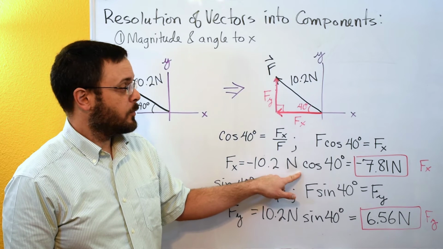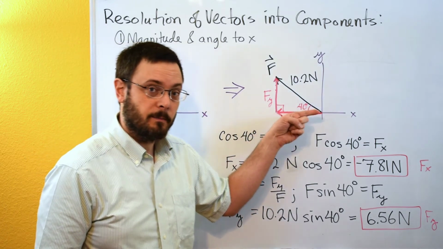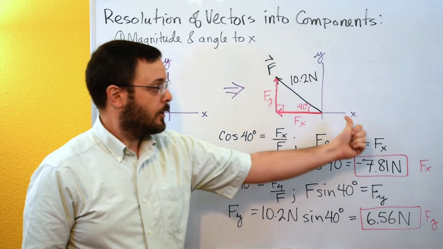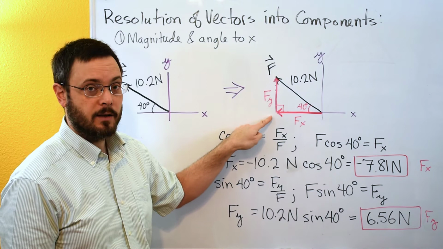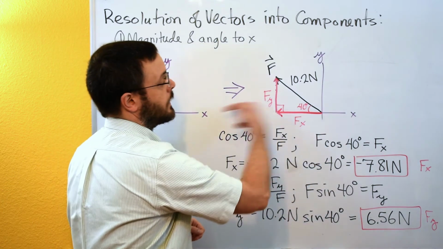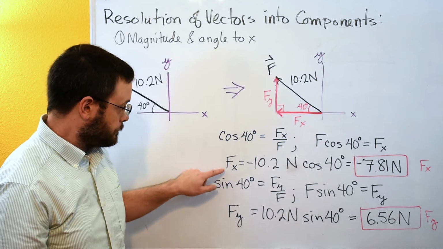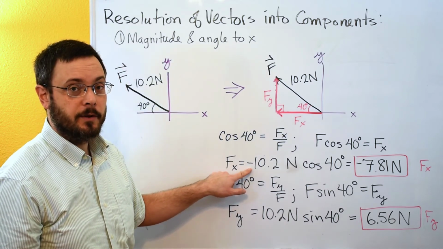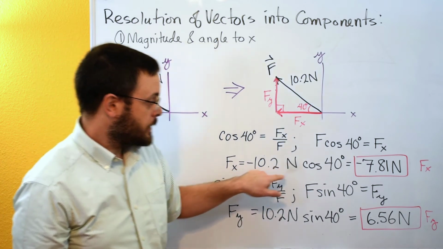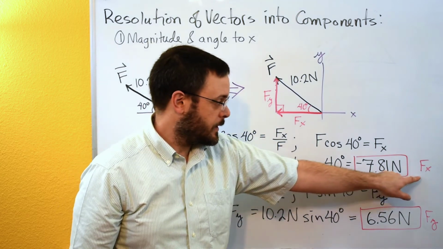Now we have to do one more thing. We have to determine whether this x component goes in the positive x direction or it goes in the negative x direction. In this case, it's going in the negative x direction. It's going in this direction to the left. So with Fx, we have to plug in a negative sign in there to correct for that. Once we do the calculation, we'll get a 7.81 newtons, and that's our Fx.